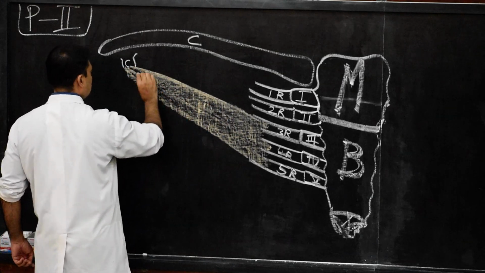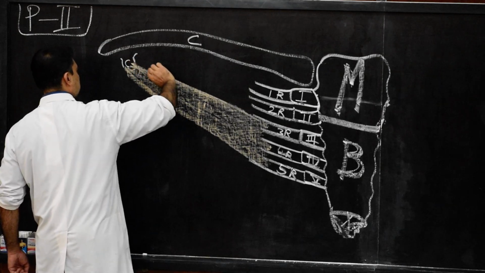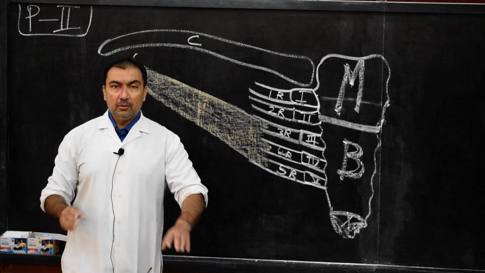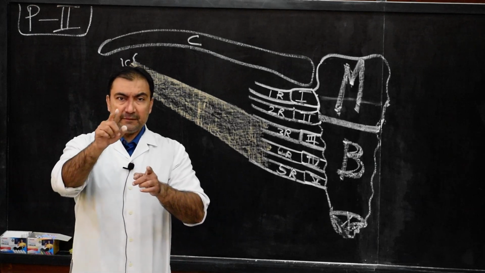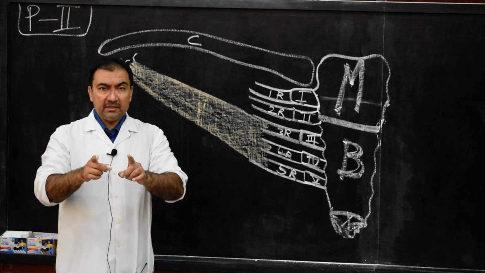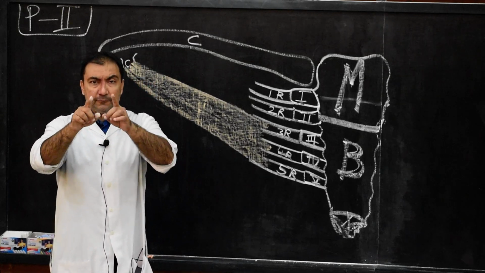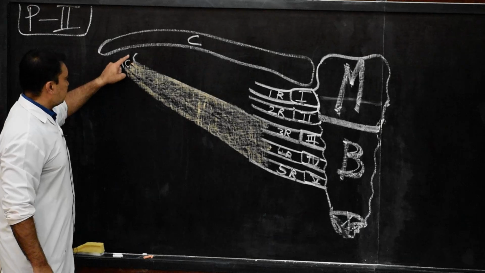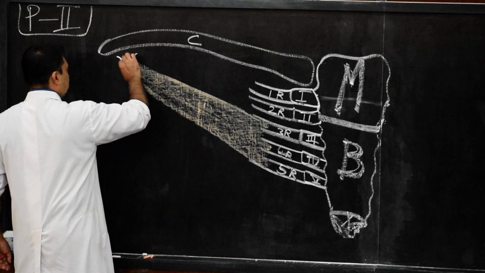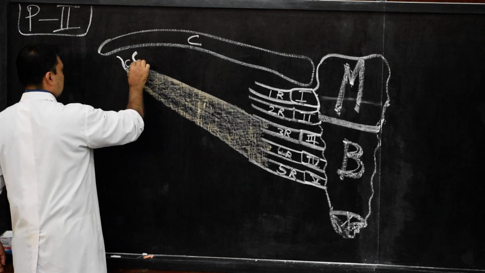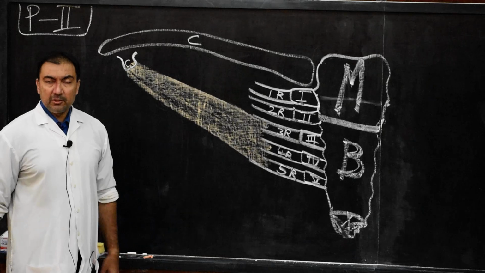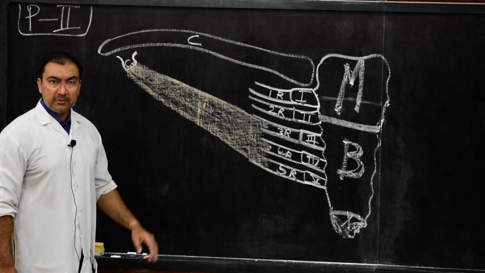After taking origin, the pectoralis minor will be inserted on the medial border and upper surface of the coracoid process of the scapula. Once again, this is the coracoid process and it will be inserted on the medial border and upper surface of the coracoid process of the scapula. This is the insertion of pectoralis minor.